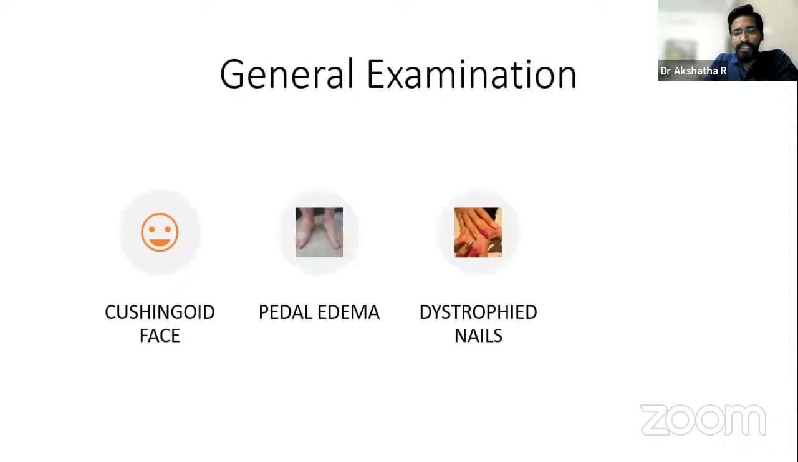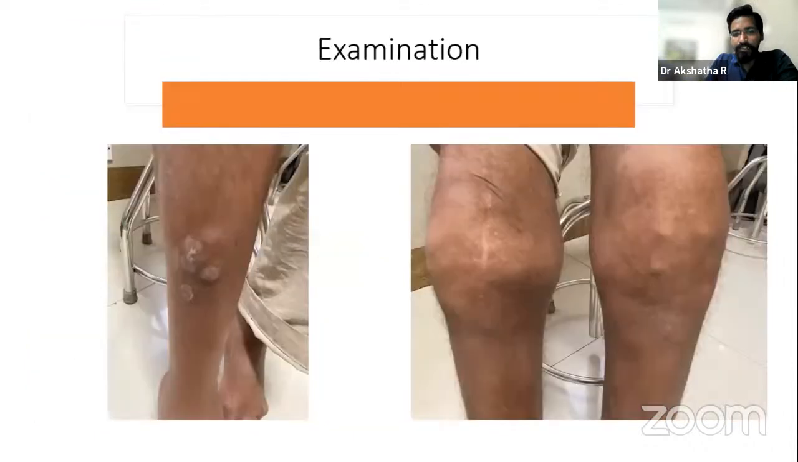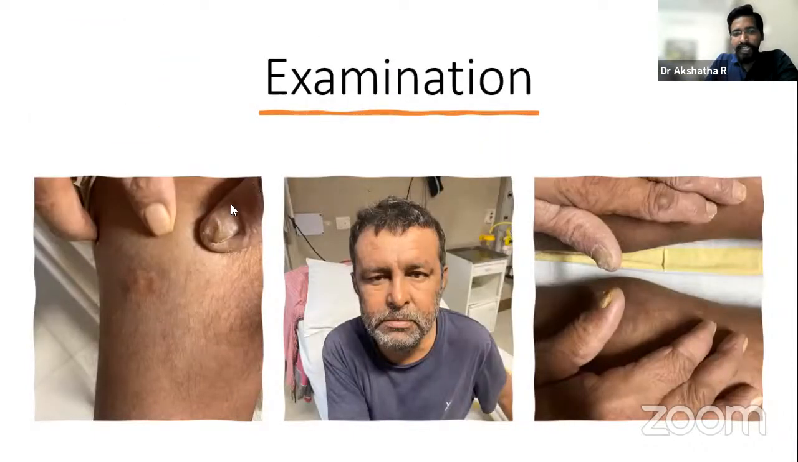Examination-wise, the patient had a Cushingoid face because of steroid abuse. He also had pitting edema and dystrophic nails, as you can see here. This is the Cushingoid face because of steroid overuse, and here you see clearly the destroyed nails. He had some swelling and aspiration 2-3 times outside in the left knee.